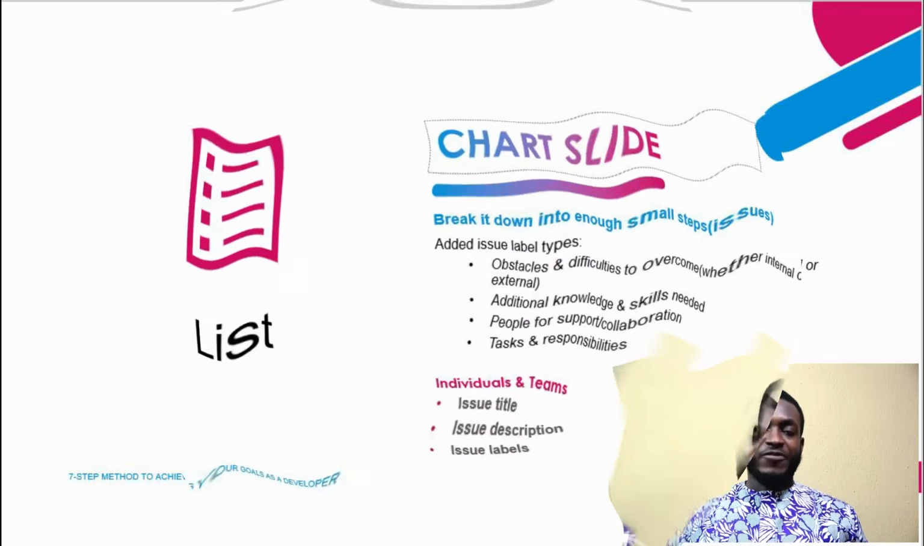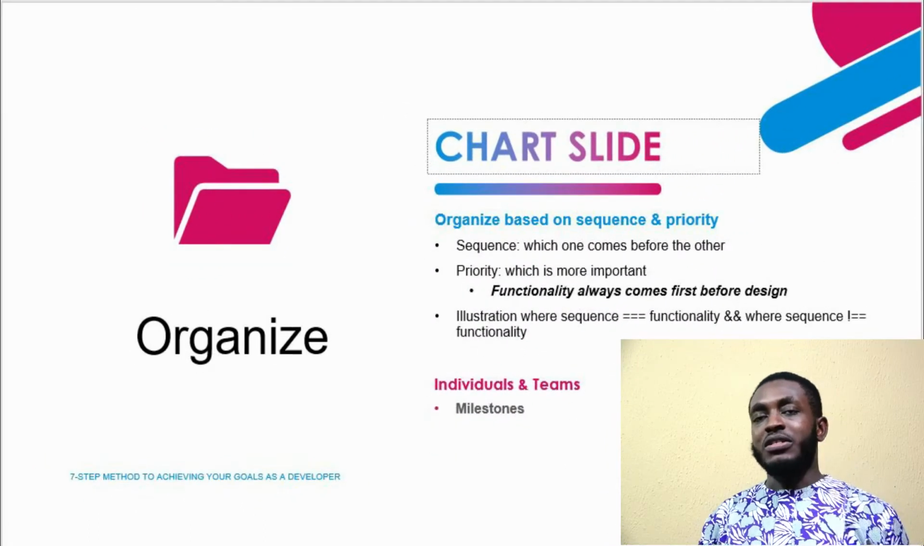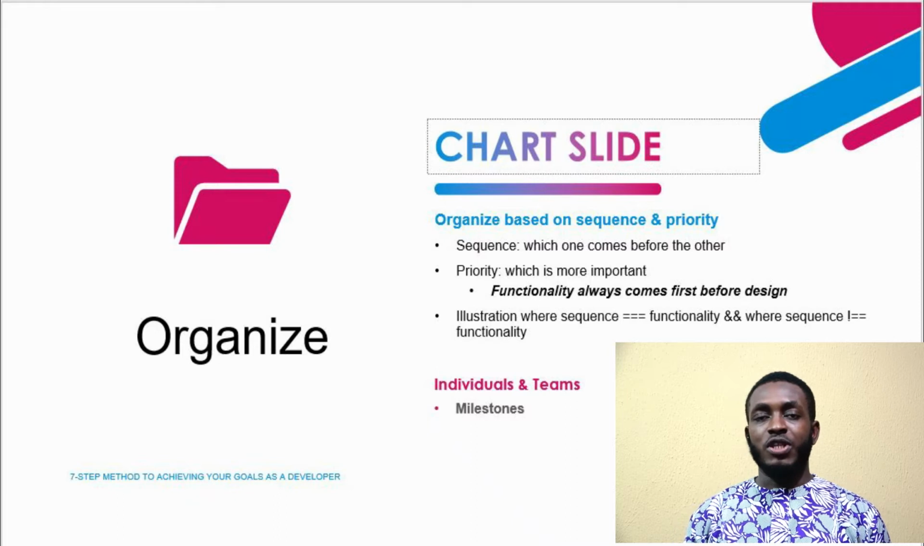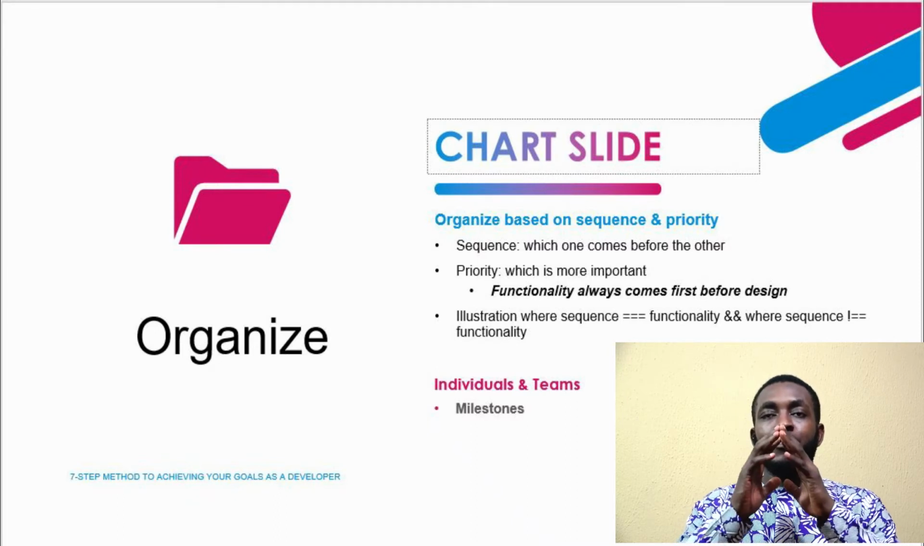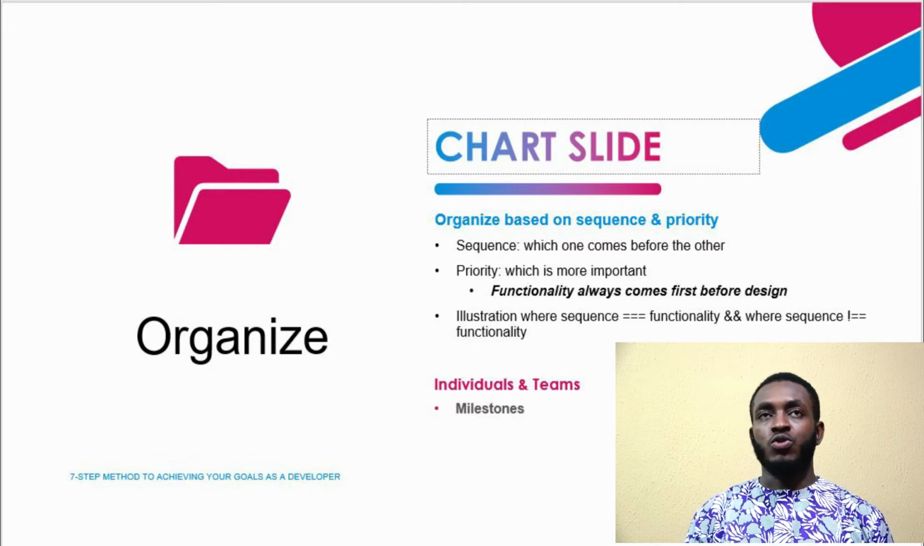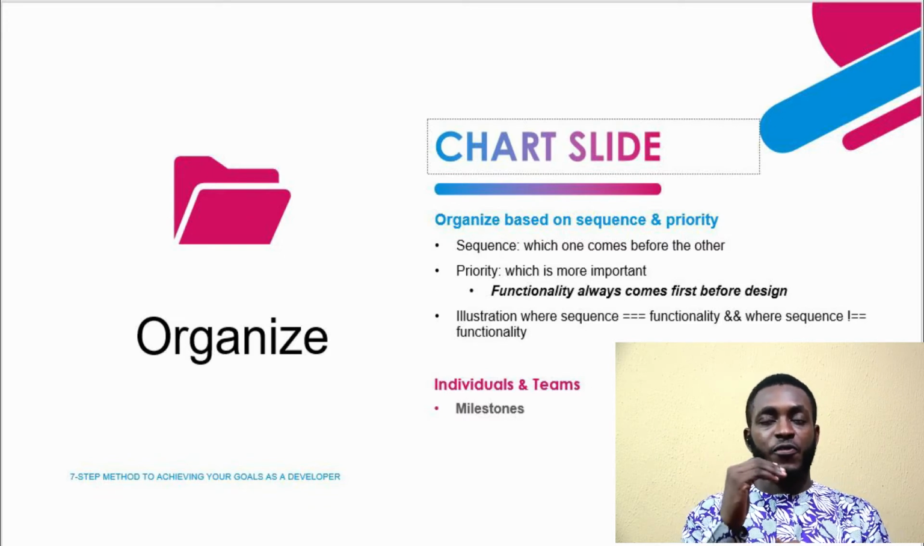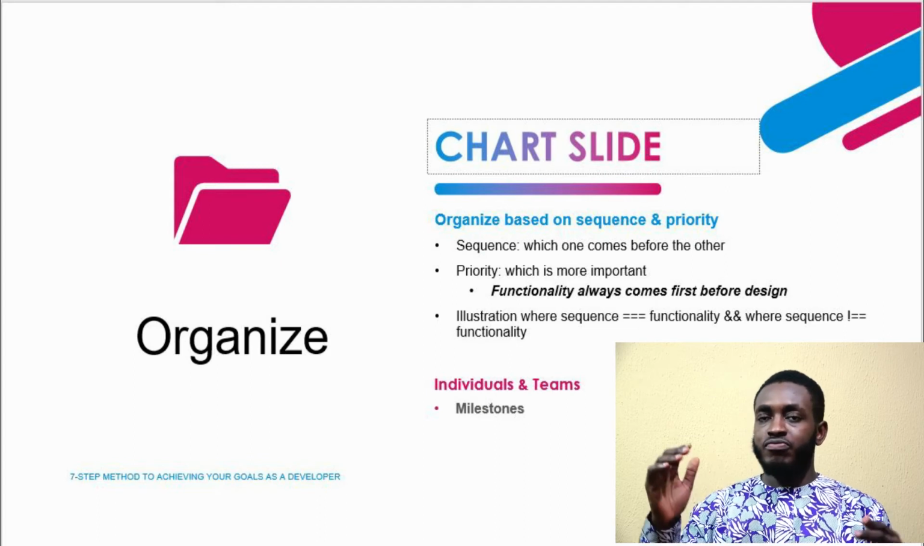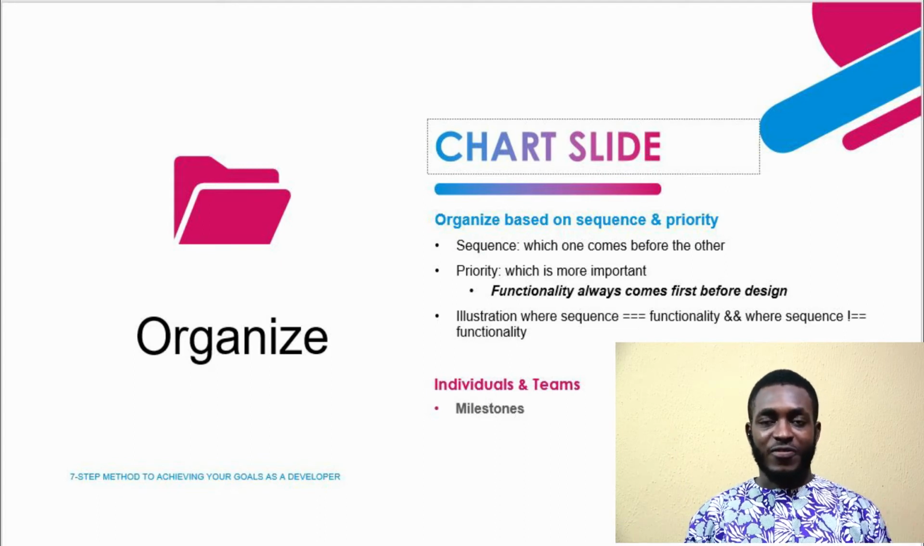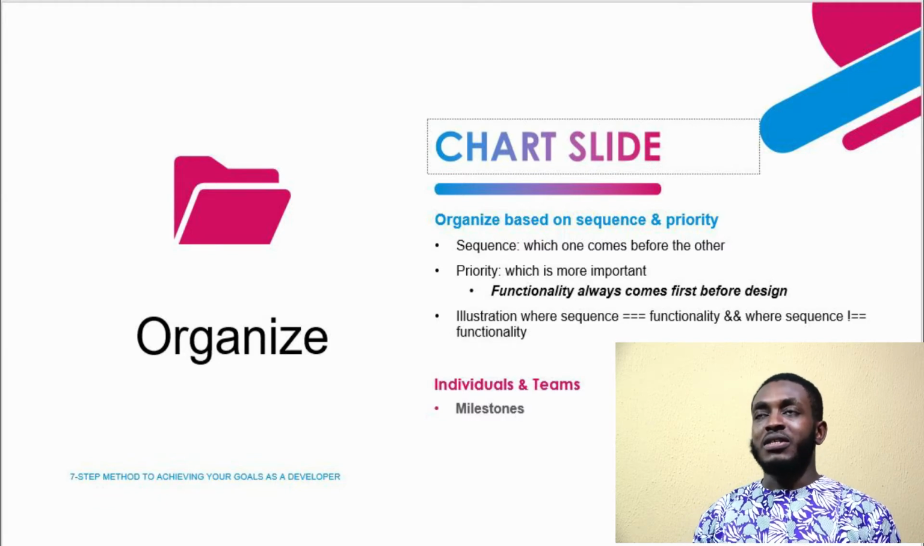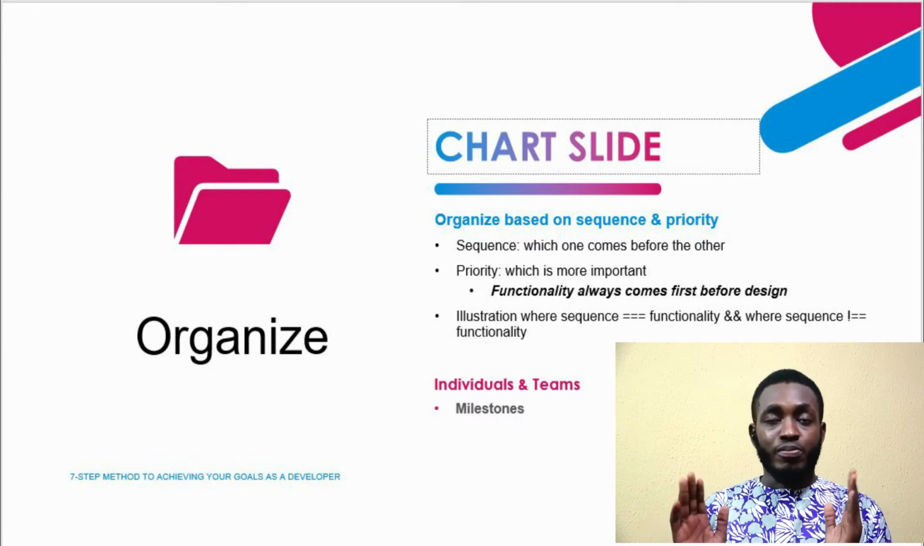Alright, so the next thing after the listing is the organization. The aim is to organize based on sequence and priority. When I say sequence, I mean based on which one comes first before the other. So of course, a user's dashboard is definitely going to come first before the login or the register page. And then there's the issue of priority, which is more important.